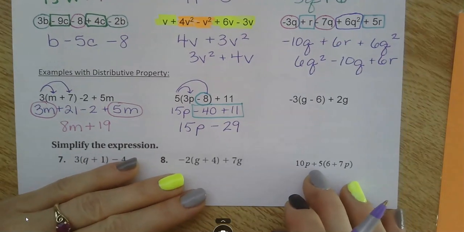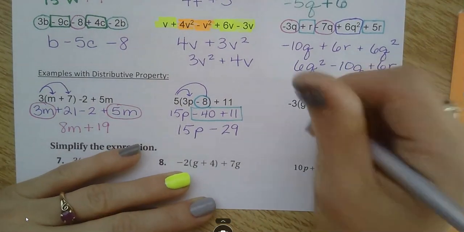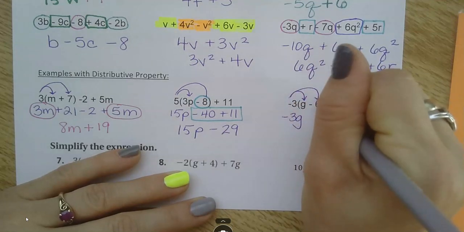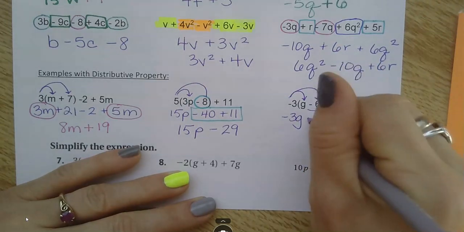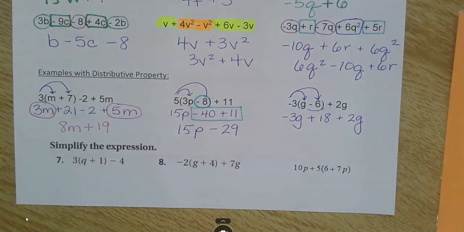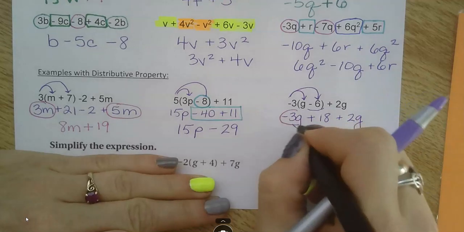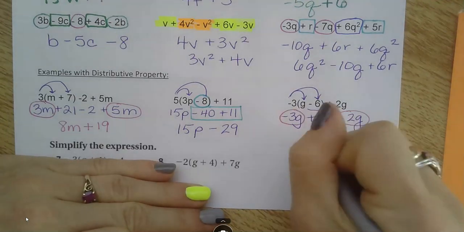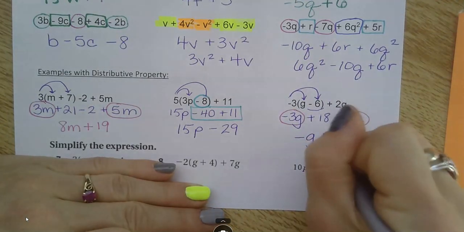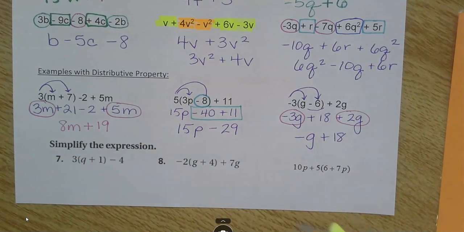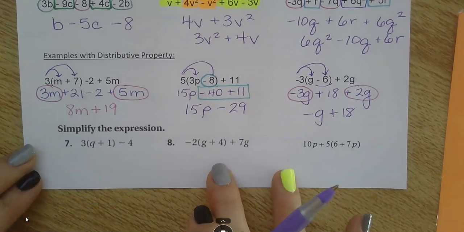And then the last one that I'm going to do, so draw your arrows. Negative 3 times g, negative 3 times negative 6 is positive 18, and then plus 2g. And then just look to see if you have any like terms. I have negative 3g and 2g. So negative 3 plus 2 is just negative g, or negative 1g, plus 18. So that's just showing us how distribution works again. You've got 3 examples here. Pause these and then come back and check when you're ready.